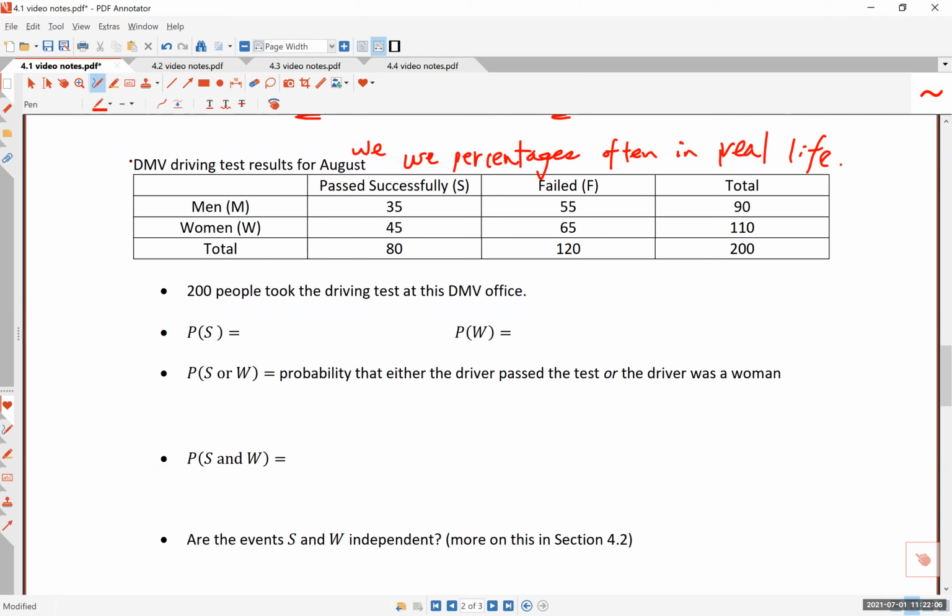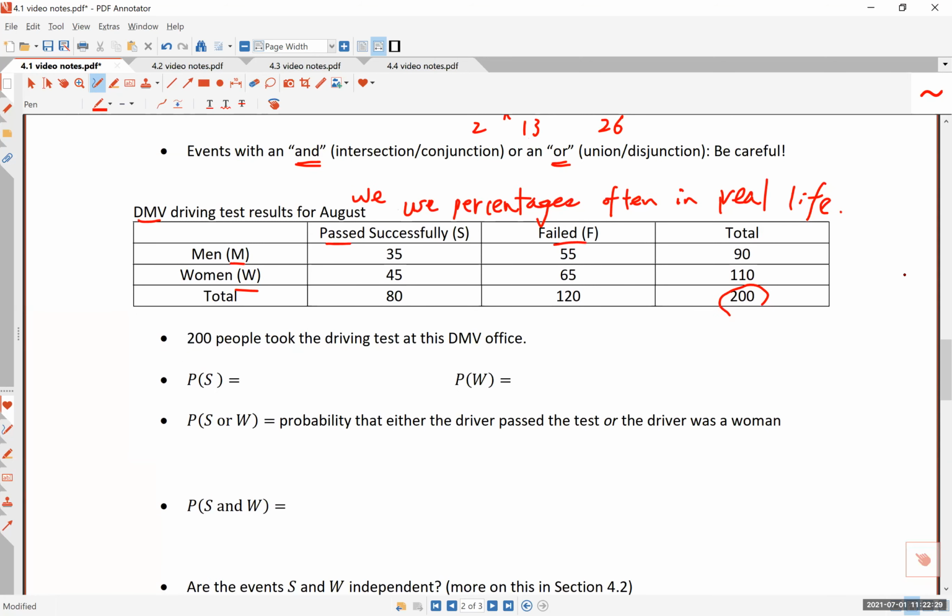This is a fictitious chart: DMV, the Department of Motor Vehicles, driving test results for a particular month. You have men taking the test, women taking the test, some of them pass, some of them don't. And here are the totals. We have 200 people taking the test, and by the way, just take a look at all of these numbers and try to state what you can read off of these numbers.